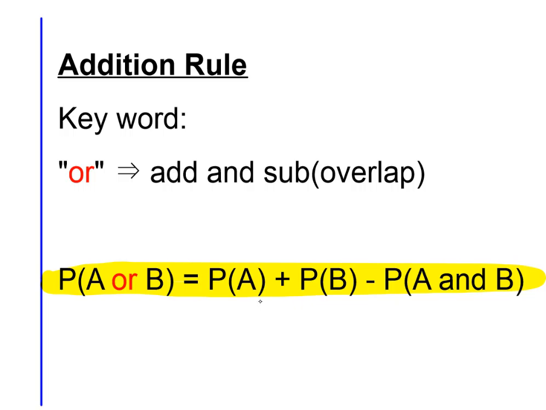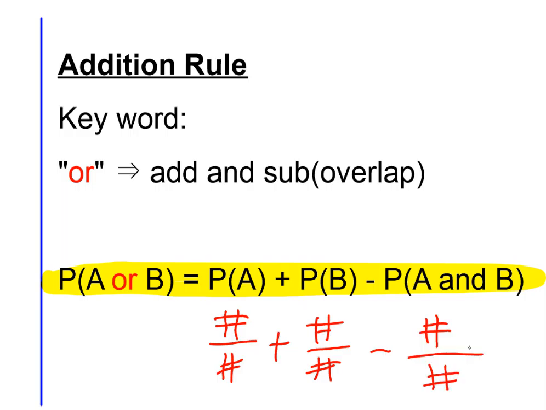The key part here is that you find one probability and then you find the probability of the other event. You're going to add them together, but then you're going to subtract the probability of those things happening together simultaneously.